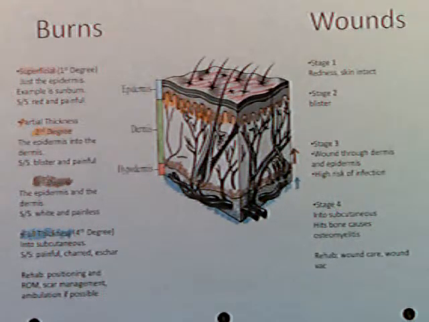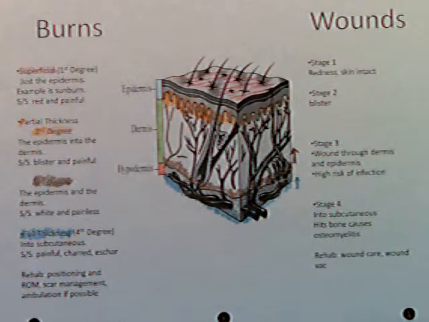The most superficial type of burn is a first-degree burn. So you can see that over here is our superficial burn. And a first-degree burn affects only the top portion of the epidermis. So a sunburn would be an excellent example of a superficial burn.